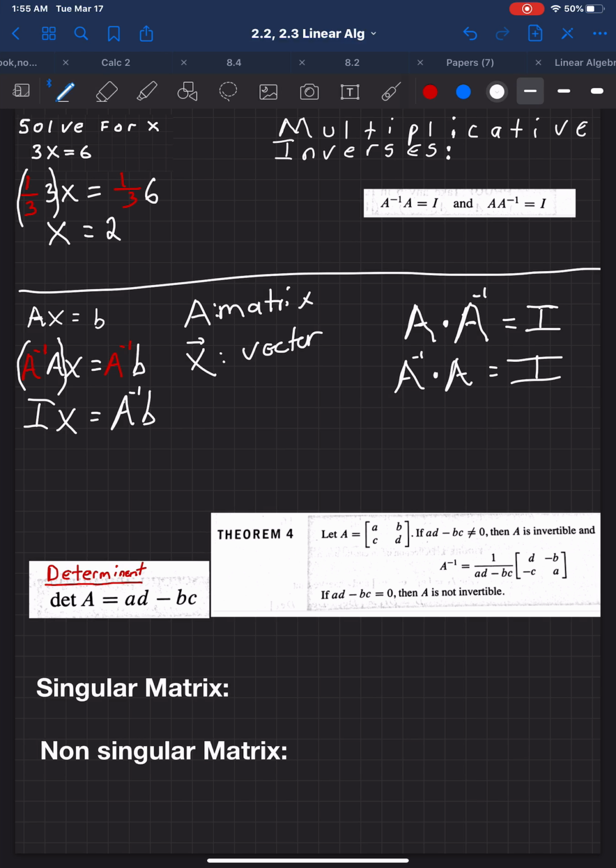And what is the identity matrix? It is the matrix analog of the number 1. So anything times 1 is itself. So what do we get? We get X is equal to A inverse times B.